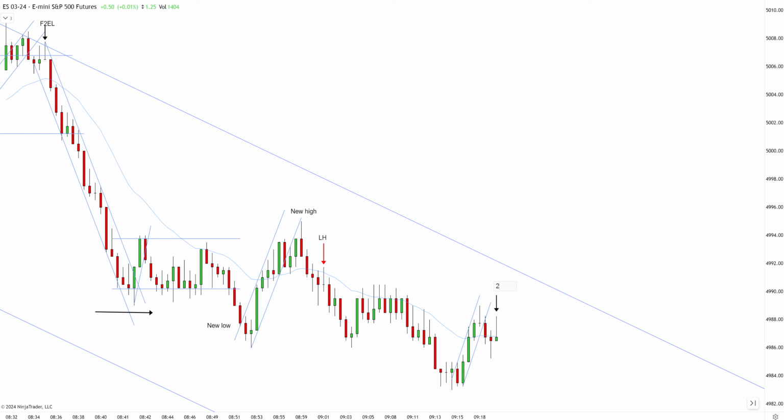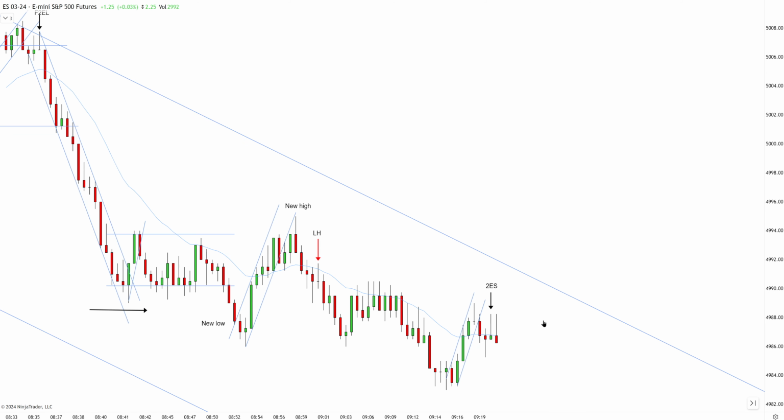I will actually mark it. I'm not a fan of this setup personally, but I can see the reasons why you would like it. But because we pushed above EMA, there is no new high. This is just a first leg. There can be a second leg.